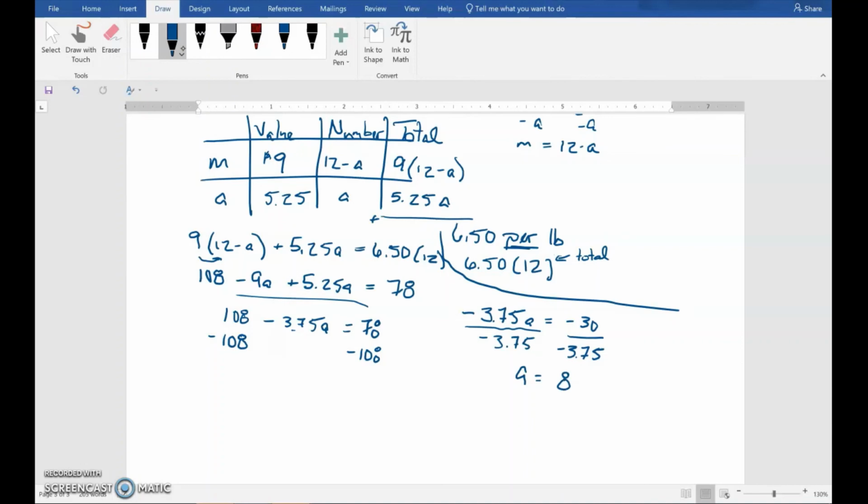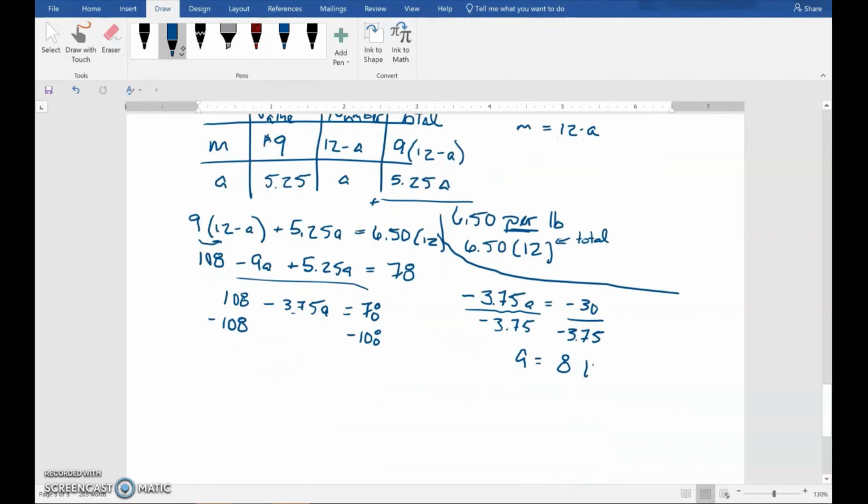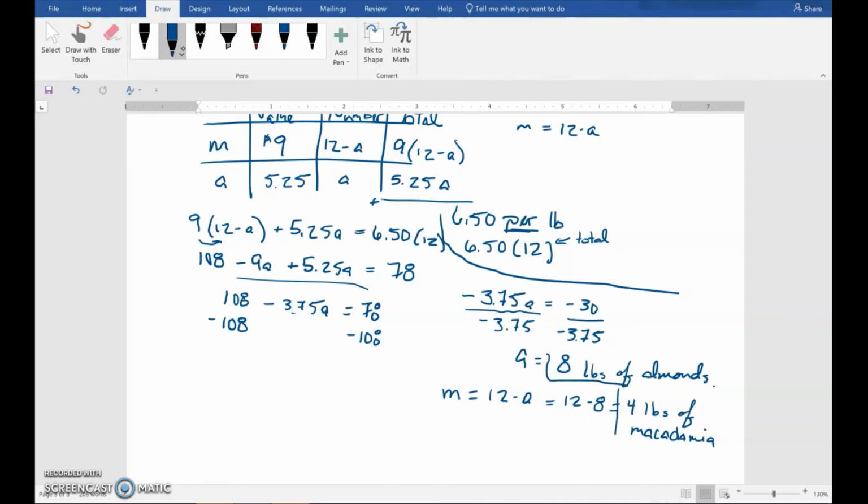Well, what does that 8 represent? Is that a dollar amount? No, well, it represents almonds, but it's the number of almonds, right? So this is pounds of almonds. And then we still need to figure out M. Well, we said M was 12 minus A, or in our case, 12 minus 8, which makes it 4. And so that's 4 pounds of macadamia nuts. And that's going to be our answer.